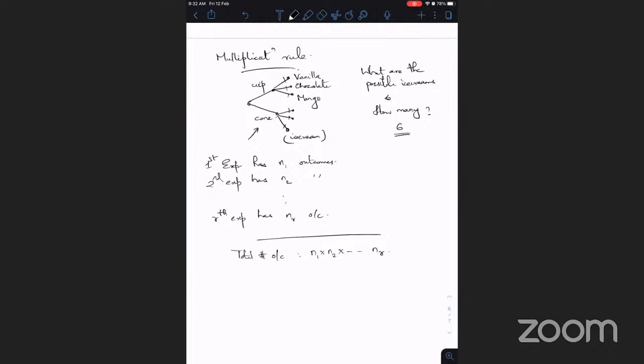There are 6 outcomes. And you can see this as follows. It can be seen as 2 into 3 because the first experiment had 2 outcomes, which means that you selected a cup or a cone. And after that, you selected one of the 3, vanilla, chocolate, or mango. But you can also see it as 3 into 2. The order of multiplication doesn't actually matter here. If you chose the flavor first and then the cone, or the other way around, it's the same experiment.